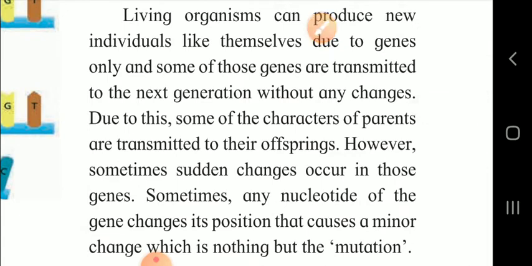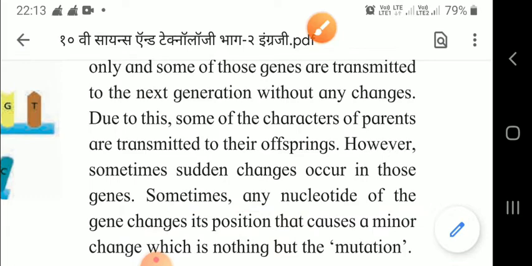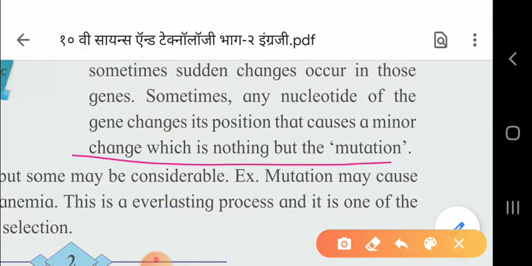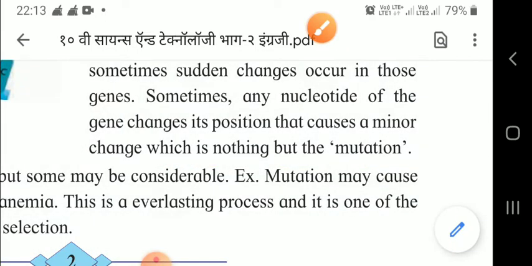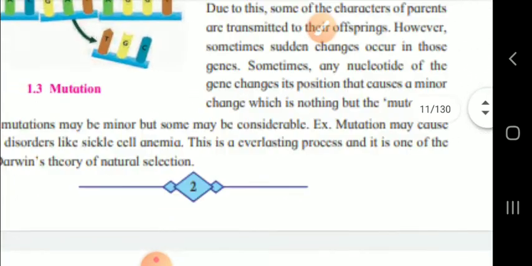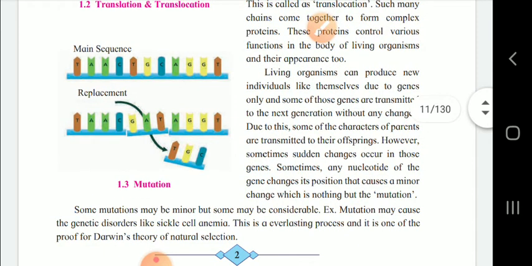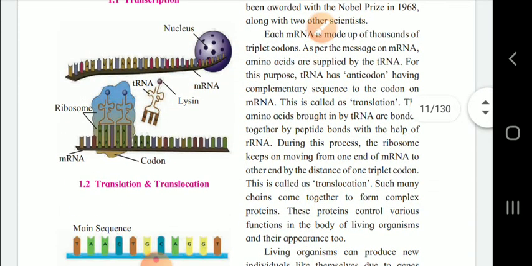Sometimes sudden changes occur, and any nucleotide of the gene changes its position, which causes a minor change, and it is called the mutation. So what is mutation? That you have to see now. What is mutation, children? When there is some change in the nucleotide which causes a minor change, that is called the mutation. The nucleotides, as I already told you, are adenine, guanine, cytosine, thymine; these are all the nucleotides.